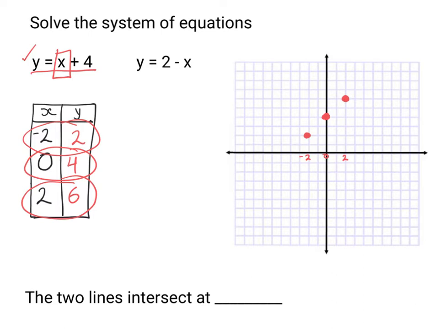Now that we have our 3 dots, let's connect them with a straight line and make sure you draw arrows at the end of the line to show that it can keep going on. And again, label it. So this line right here is Y is equal to X plus 4.